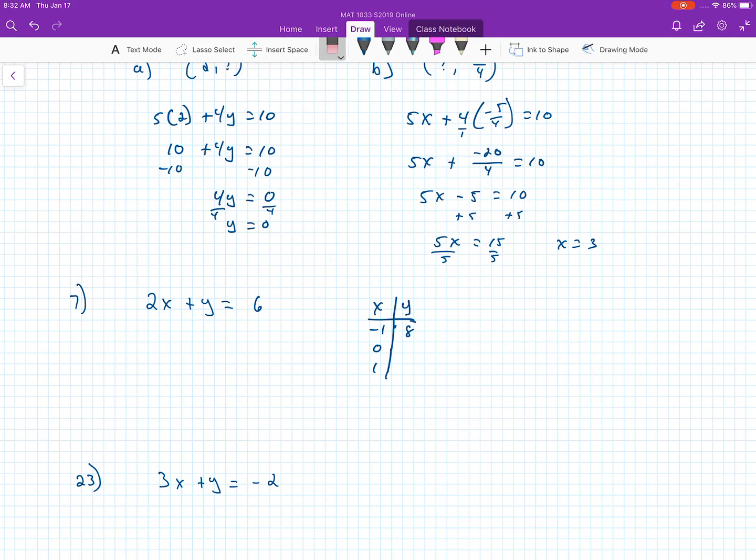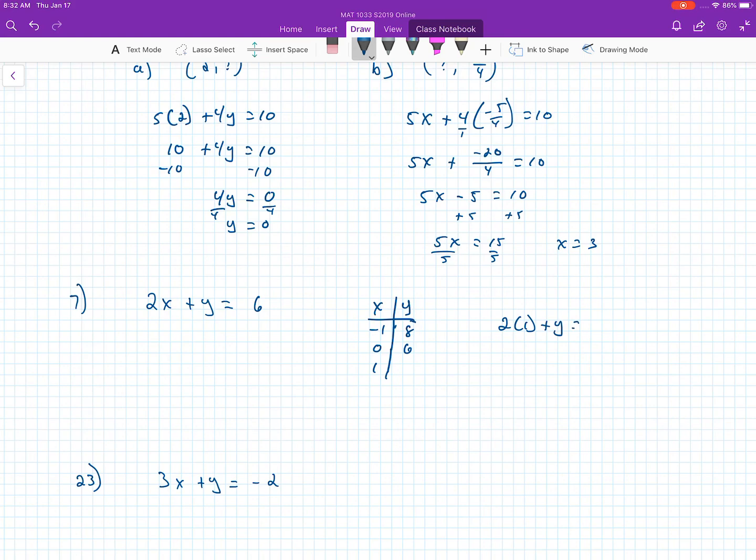I'm going to erase this so I don't use up all my space. So 2 times 0 plus y is equal to 6. 2 times 0 is 0. And you can see here that y is equal to 6. So you're just picking some arbitrary points to plug in to solve for the next value, or solve for the complete ordered pair.